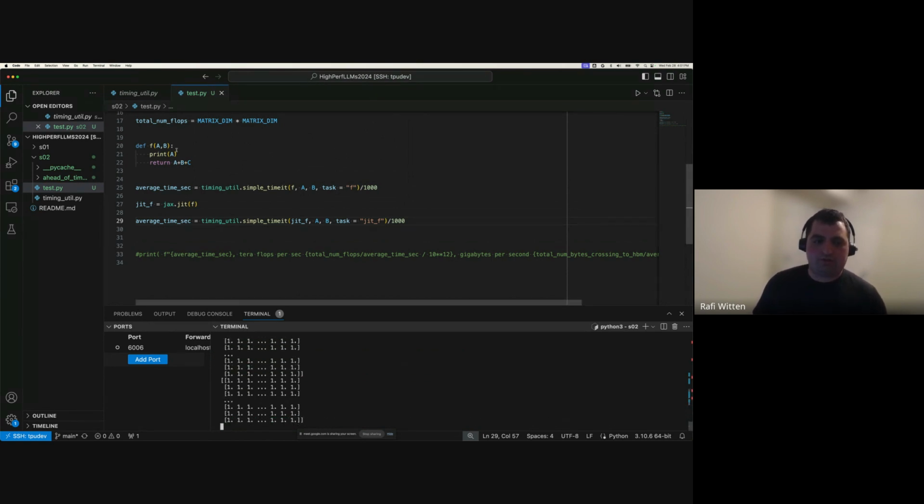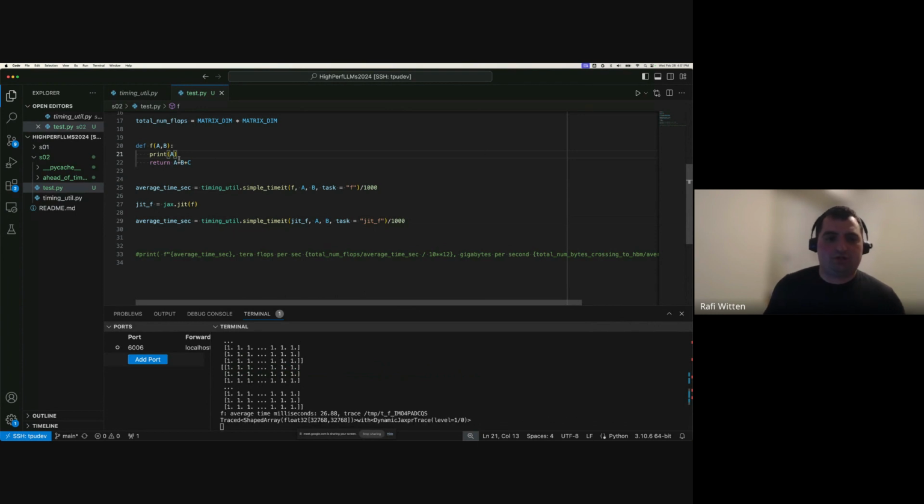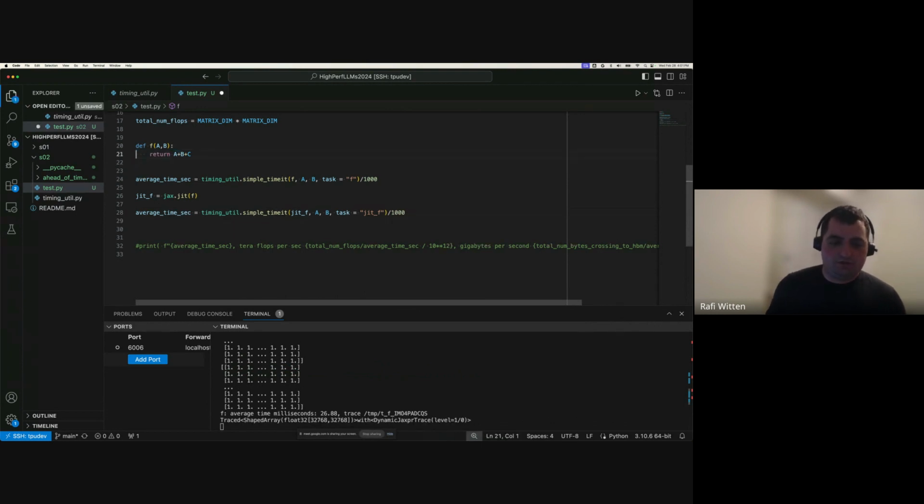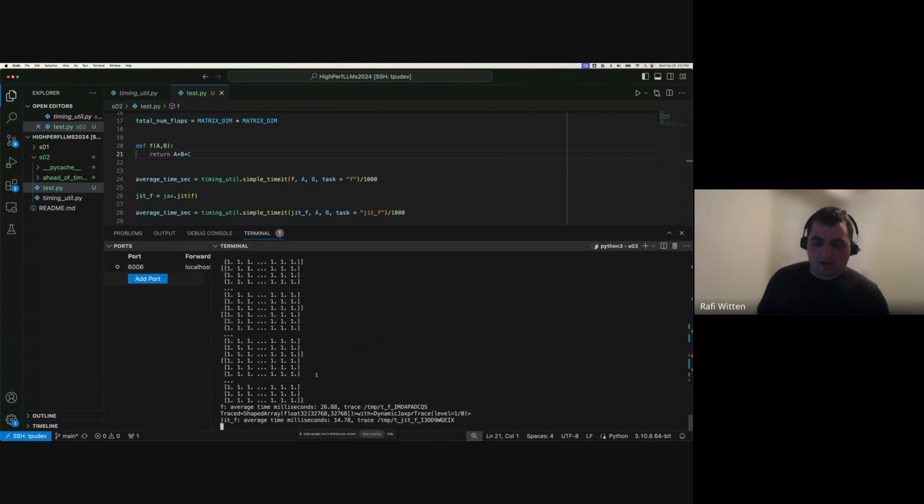This is just a little bit obnoxious. Let me turn off this print. So it took 26.88. Sorry, I didn't run the computation I wanted to. So again, here now I have JIT_f of a, b and JIT_f of a, b.